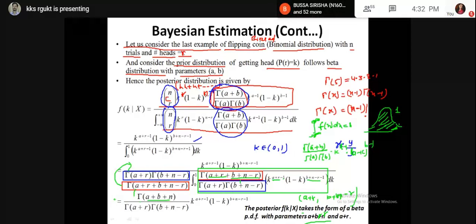Like in MLE, we only consider the likelihood. In MAP, we consider likelihood plus prior. And in Bayesian, we have to consider the denominator also. And instead of optimizing for a point estimate, we have to estimate the posterior distribution itself. Our posterior distribution is this one.